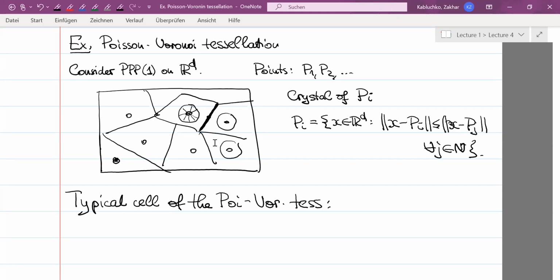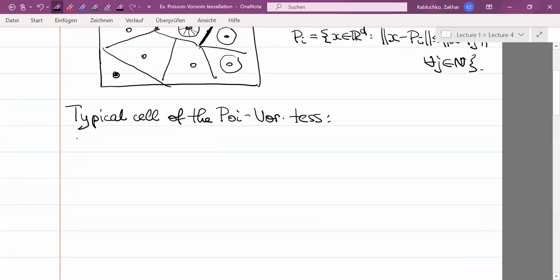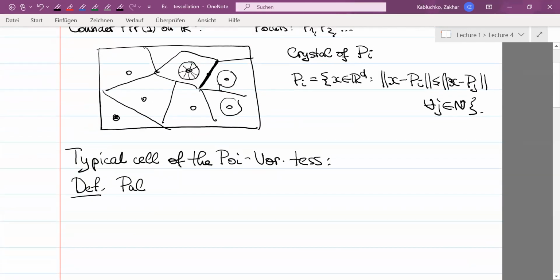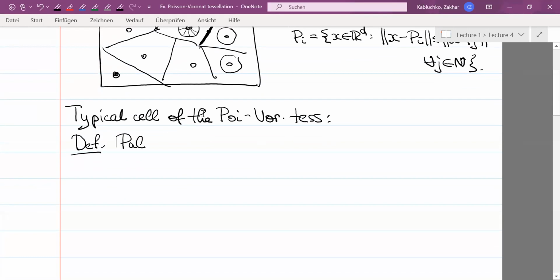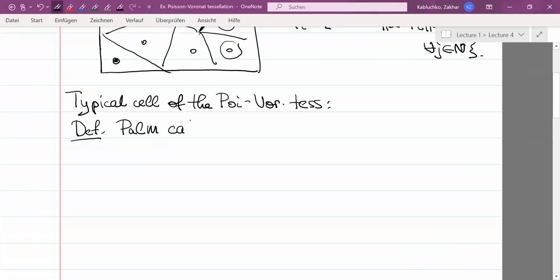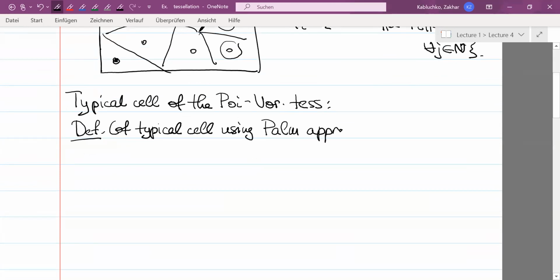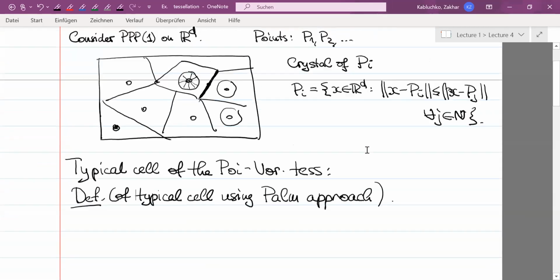And that's why there is another definition, which is very interesting. It uses Poisson calculus, I think, and it applies not only to Poisson process, but to any point process which is stationary. So this is the definition of the typical cell using the Poisson approach. It avoids any reference to limits. So this approach goes as follows.